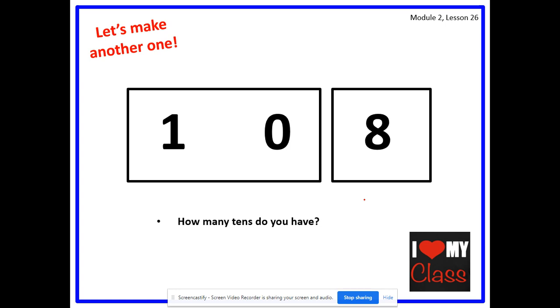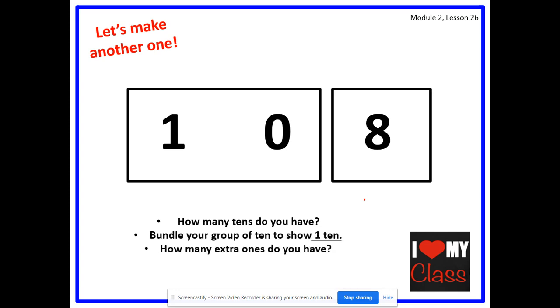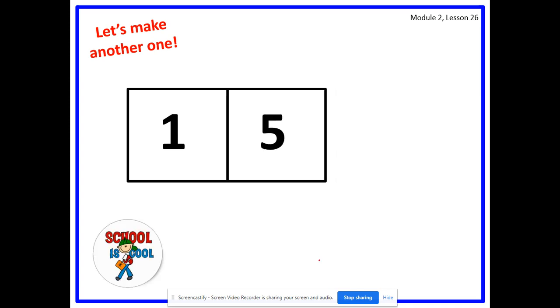So how many 10s do you have? Get ready. 1 ten. So bundle your group of fingers together to show 1 ten. And how many extra ones do we have? How many imaginary fingers did we imagine? Get ready. Yes, 8. So 18 has blank tens and blank ones. How many tens does 18 have? Get ready. 1 ten. And how many ones? Get ready. Yes, 8 ones.